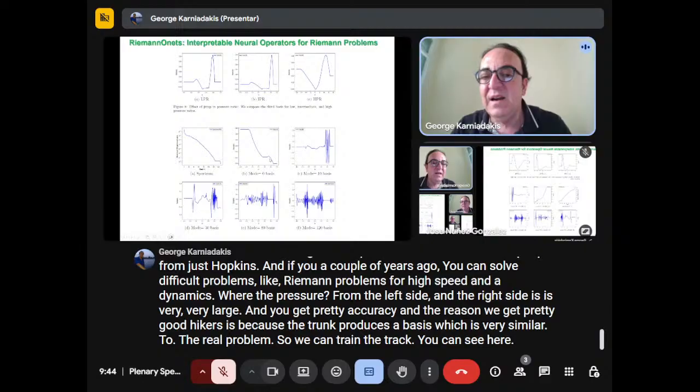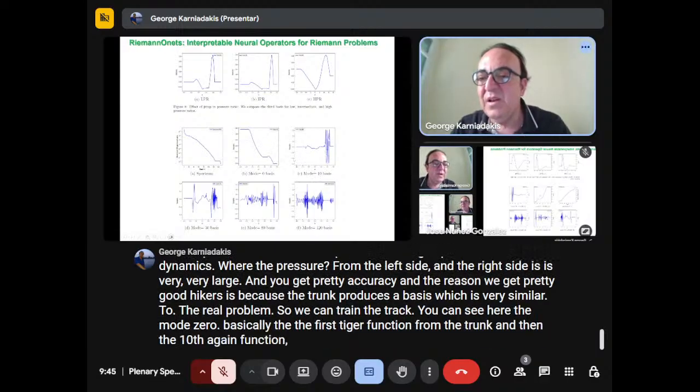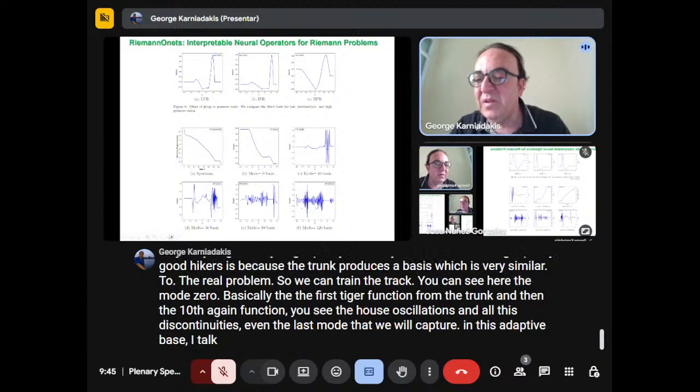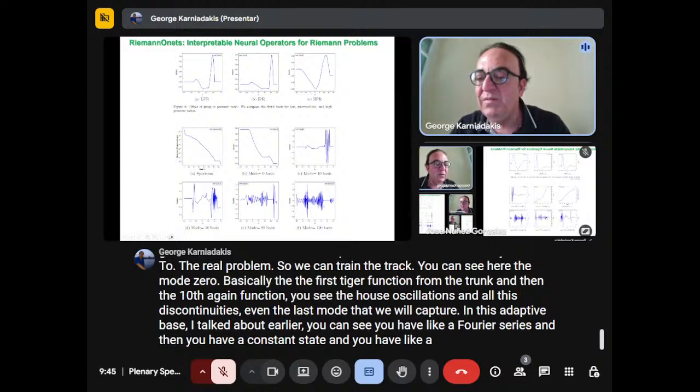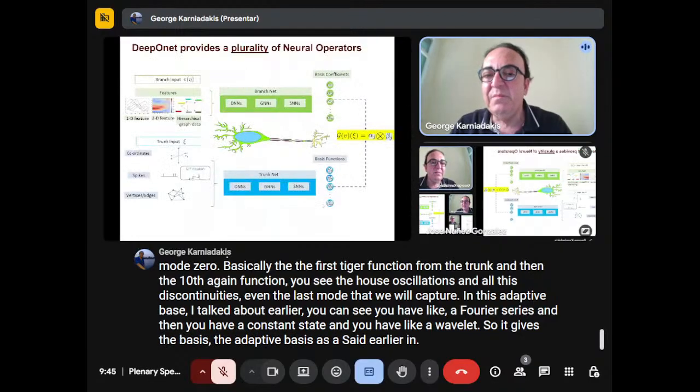You can see here the mode 0, basically the first eigenfunction from the trunk, and then the 10th eigenfunction. You see it has oscillations, has all these discontinuities. Even the last mode that we will capture in this adaptive basis I talked about earlier, you can see you have like a Fourier series, and then you have a constant state, and you have like a wavelet. So it gives the basis, the adaptive basis, as I said earlier, in the best form.